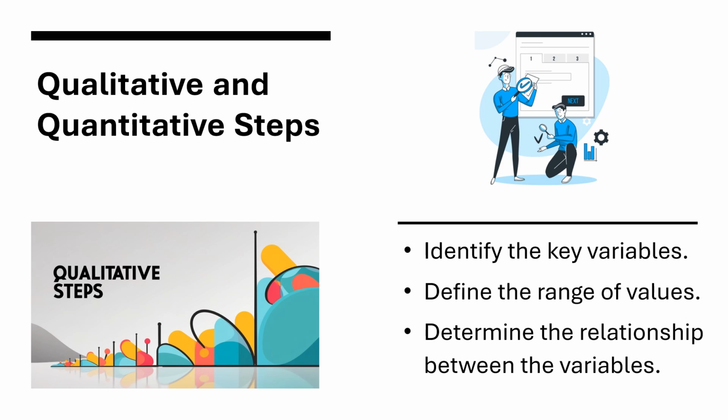The first step in conducting a sensitivity analysis is to identify the key variables that could affect the outcome of the project. Like for the cookies, the ingredients, or the temperature. These variables could be internal or external to the project. Once you have identified the key variables, you need to define the range of values for each variable that could impact the project outcome. The next step is then to determine the relationship between the variables. Determine if they're positively or negatively correlated.